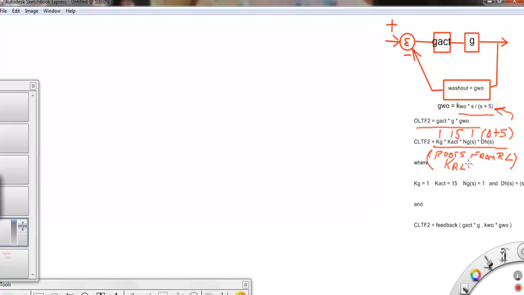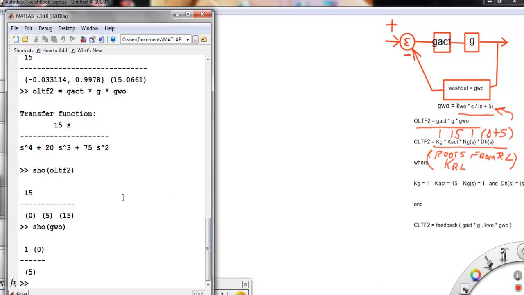And so we will have to put the correct numerator in when we get the roots from the root locus. So let's go look at SISO tool here, and I've got the open loop transfer function 2, and that equals, up here you can see, the actuator times G times the washout. My washout is shown as S over S plus 5 in the shorthand form, and the second open loop transfer function is given by 15 over S times S plus 5 times S plus 15.